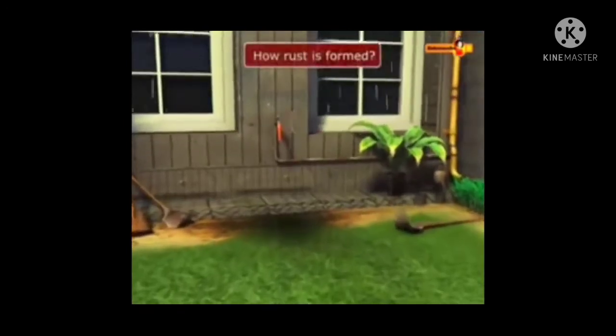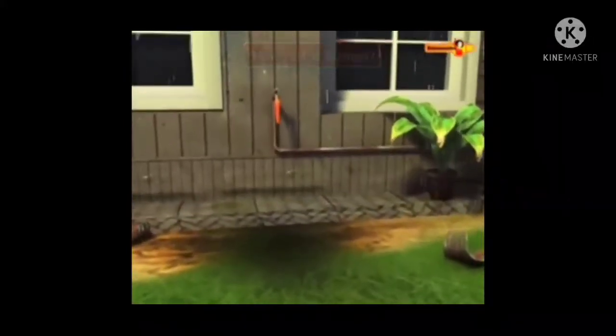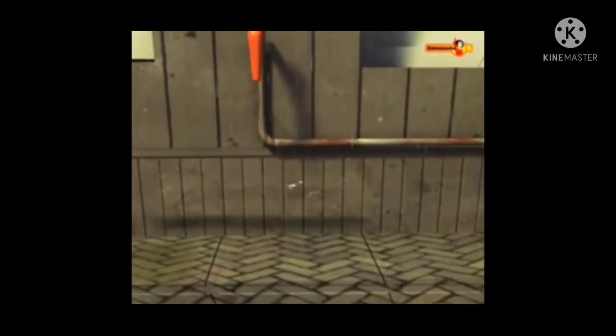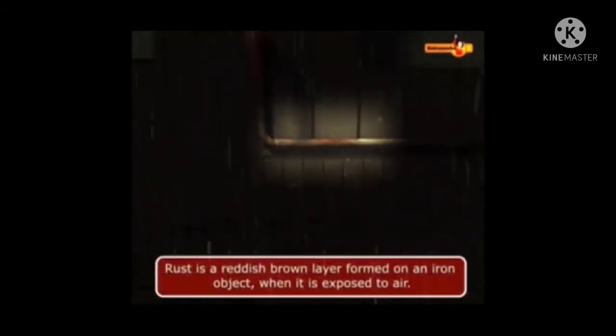Let us discuss how rust is formed. When an iron object is exposed to air, it reacts with water which is present in the form of moisture in air. This forms a reddish brown layer on the surface of the object. This layer is known as rust. This phenomenon is called rusting of iron. Rust is formed in the presence of water and oxygen.